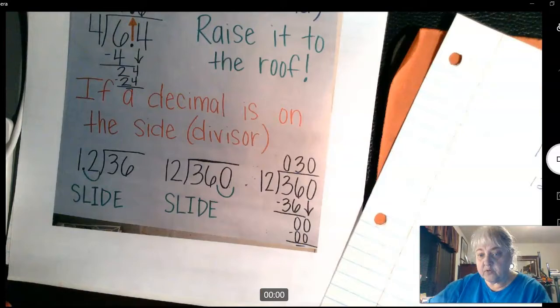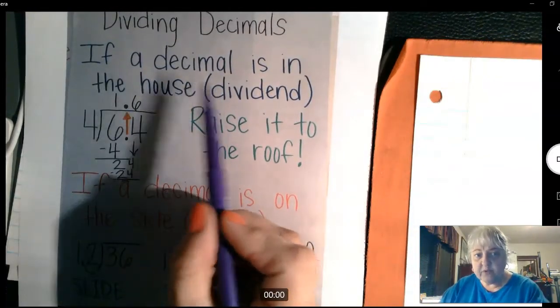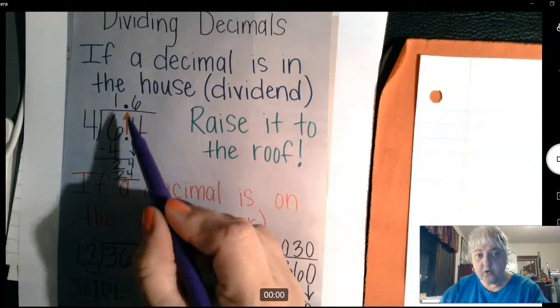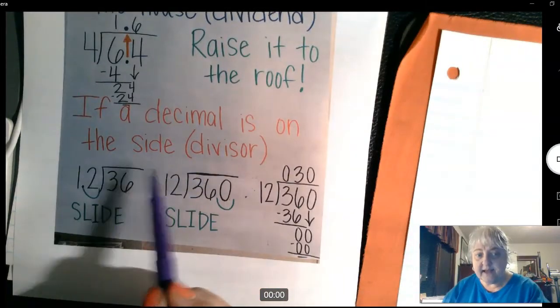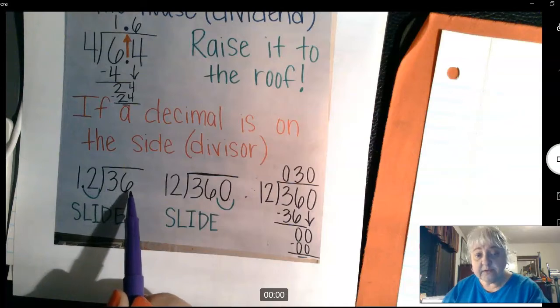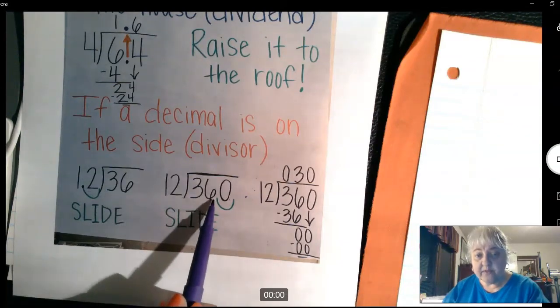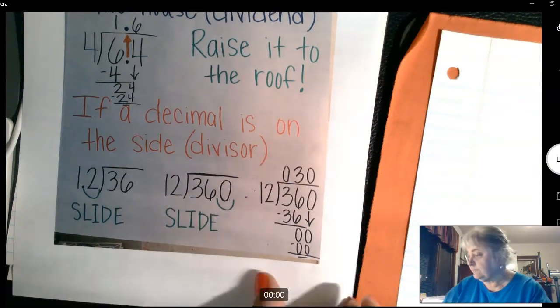So let's look at our poster one more time before we get started with our work. If a decimal is in the house, we're going to raise it up to the roof. If a decimal is on the side, it's the divisor, we're going to slide it however many places we need to slide it to make it a whole number. If our whole number is there but doesn't have a decimal point, we know that a decimal point really does exist. It's just invisible. We can add the 0 and slide it.